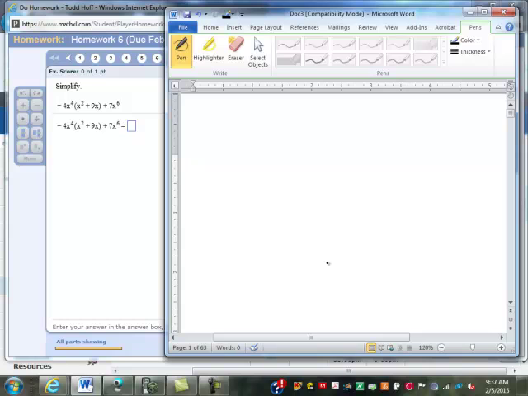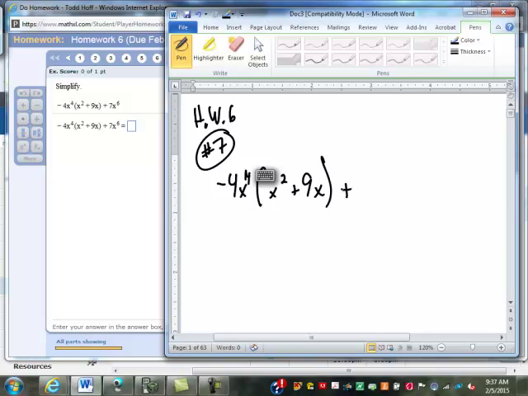Okay, so looking at homework 6, we're starting out on number 7. So we've got negative 4x to the 4th times the quantity x squared plus 9x, plus 7x to the 6th.